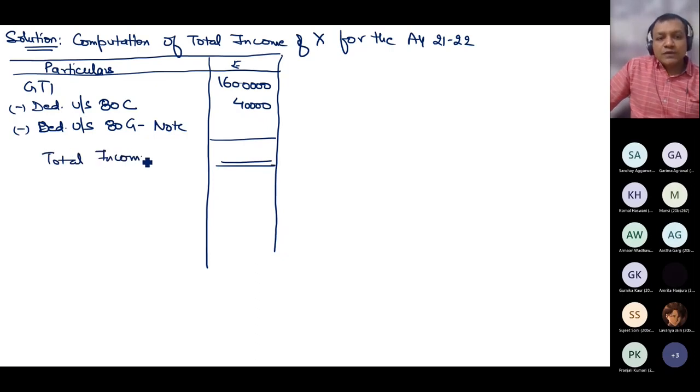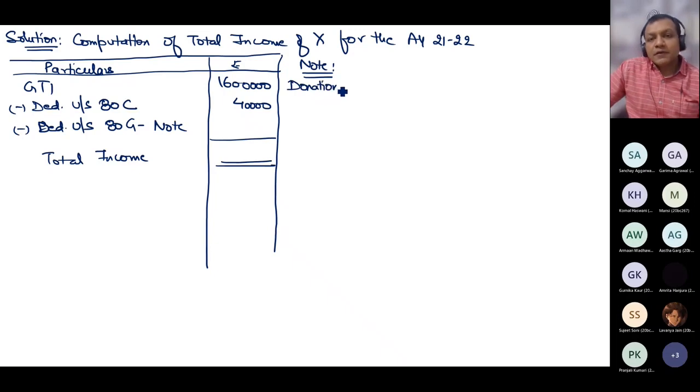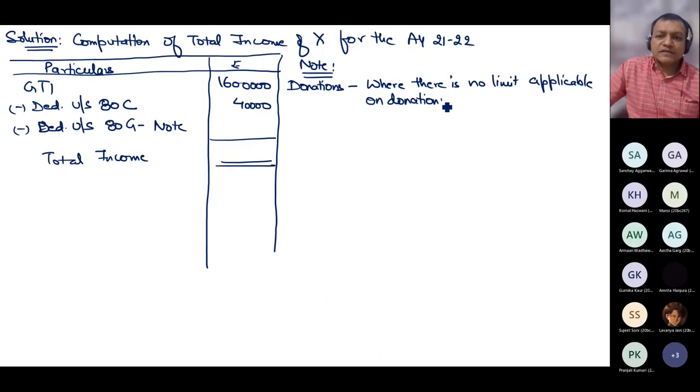Now, as I told you, how will you compute 80G? Note, always first of all cover the donations of category 1, donations where there is no limit applicable on donation. Which category is this? Category 1. Very good.